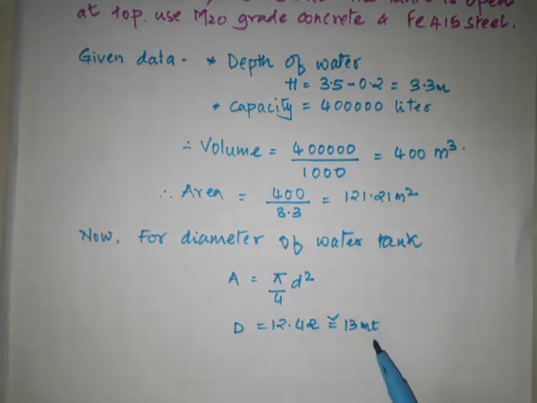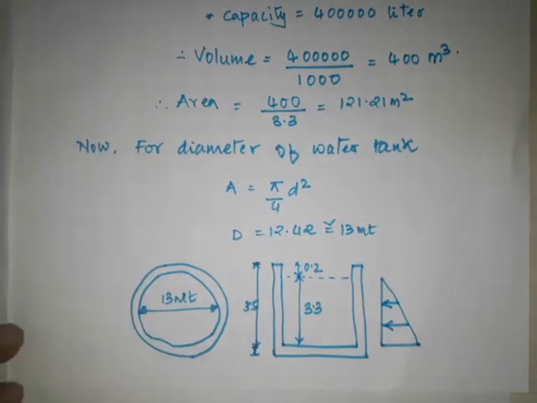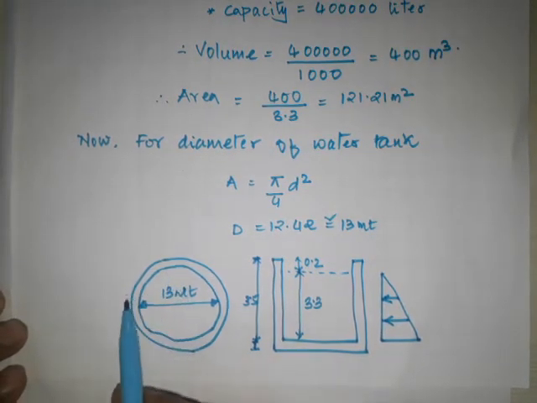Okay, 13 meter. If you want to show it here, what you can see is that the diameter of the circular water tank is 13 meter, and this is in plan.